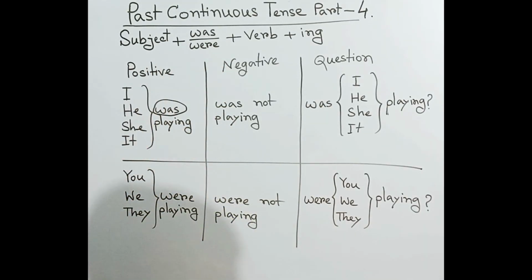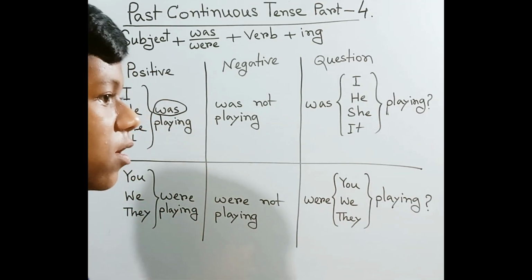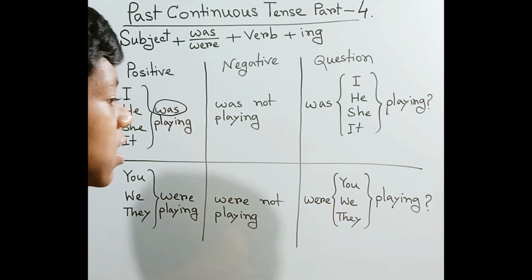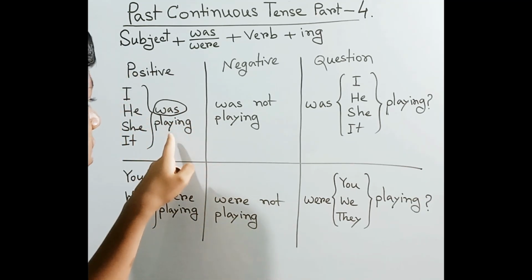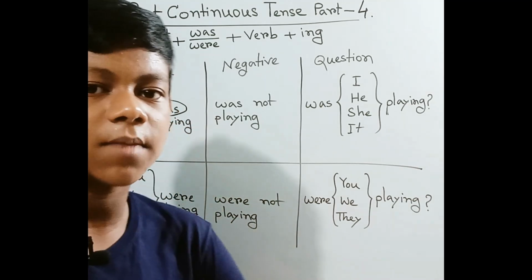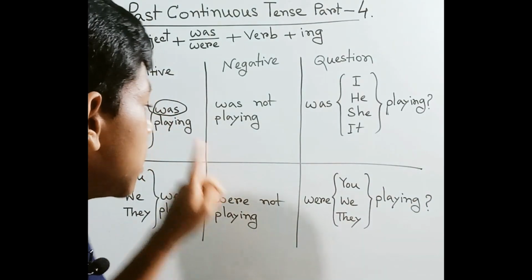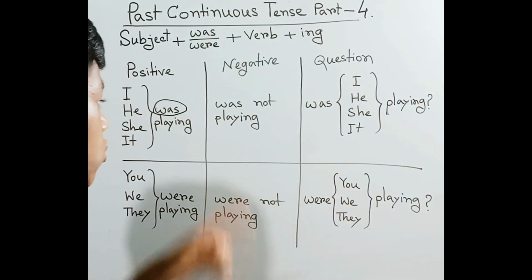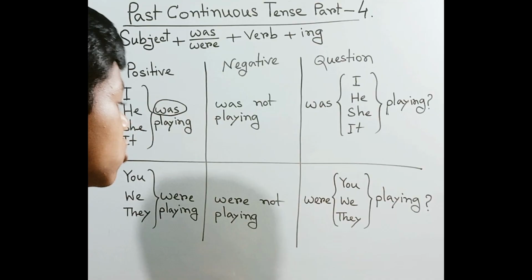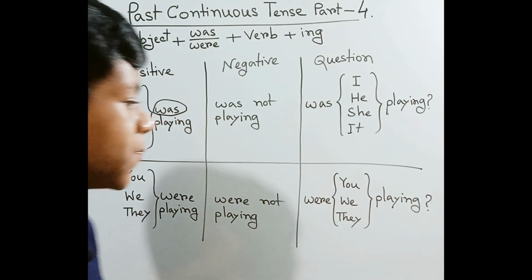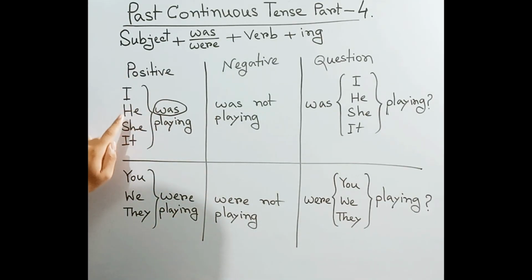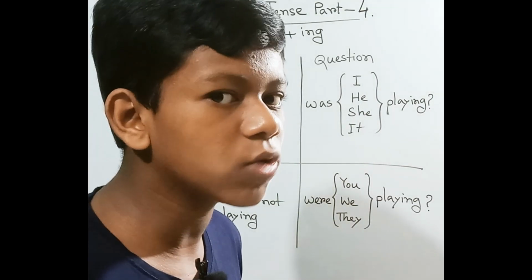As we see, this is only for I and only for the third person singular. What do we need to do here? We just add was, then we put the verb here. I have written play. It can be any verb. Then we add ing. So let's repeat: I was playing, he was playing, she was playing, it was playing. Now we have fully understood this.